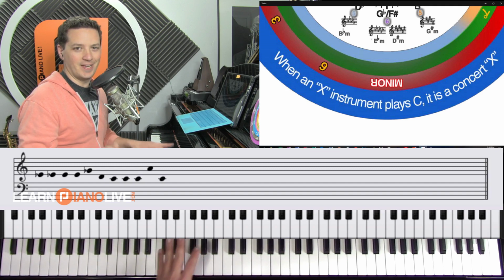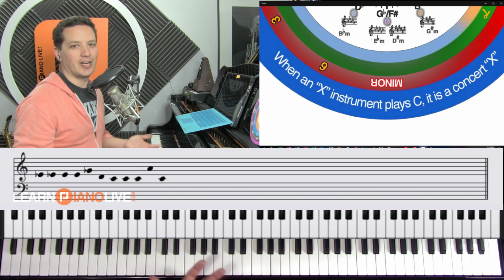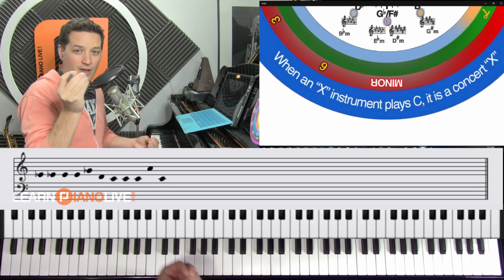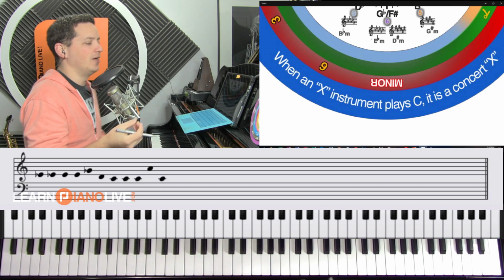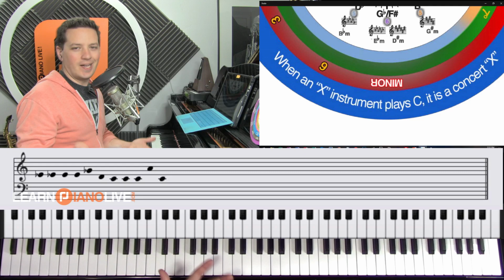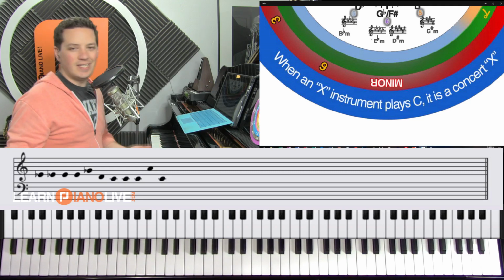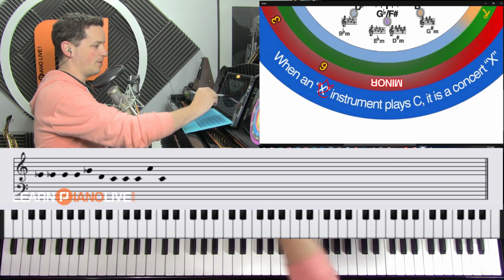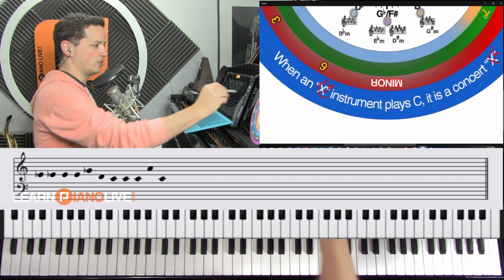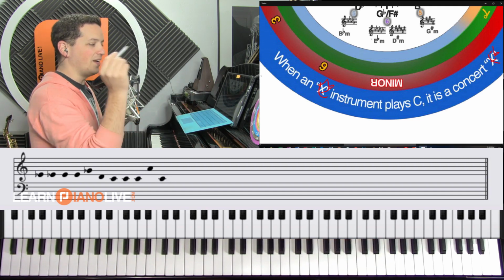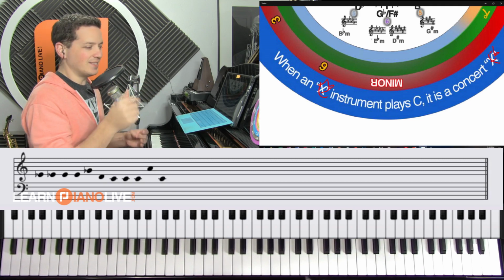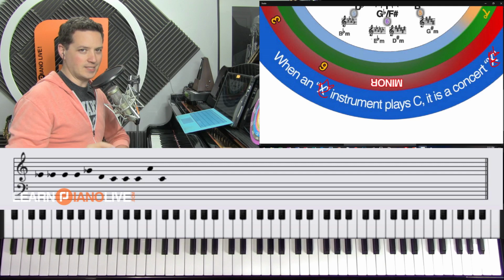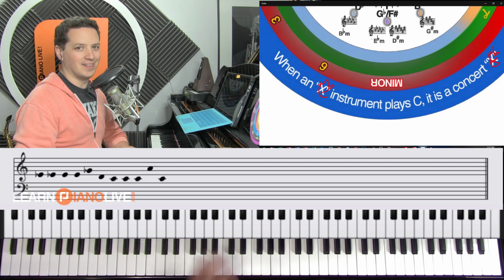It's going to seem idiotic until one day you're trying to figure it out, and it's just one of those things that for some reason never ever clicks in anyone's brain, really. So we say that alto saxophone, for example, is an E flat instrument. So in the place of X here, you're going to put the name of the letter of the instrument. So an E flat instrument. When an E flat instrument plays a C, it is a concert E flat. That sentence right there is going to save a lot of people a lot of heartache.